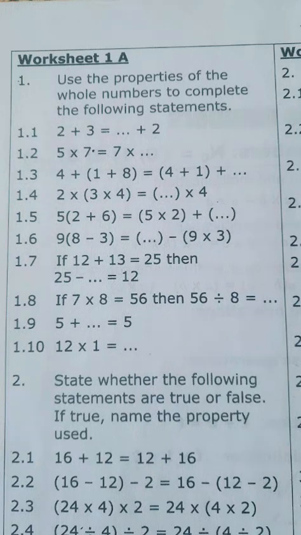Let's say the distributive property of multiplication over addition. Grade 9. This is grade 9. Okay, 1.6, but it's also applicable to grade 8. So 1.6: 9 brackets 8 minus 3 is equal to, what is missing in that bracket? Then outside that bracket, minus 9 times 3. So what's supposed to be in the bracket there?